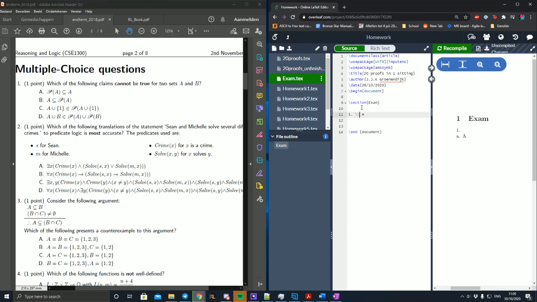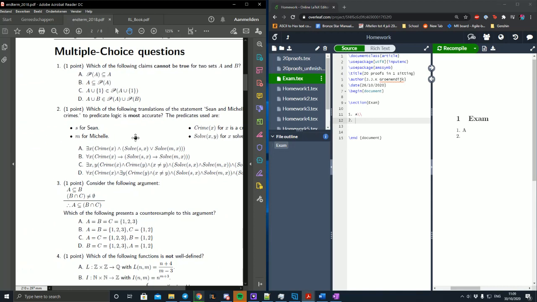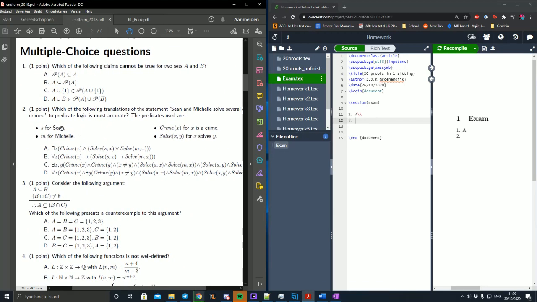So 1 is A. 2. Sean and Michelle solve different crimes. The predicate logic is most accurate. So we have Sean and Michelle. Crime X of crime. Solve X Y X equals Y.